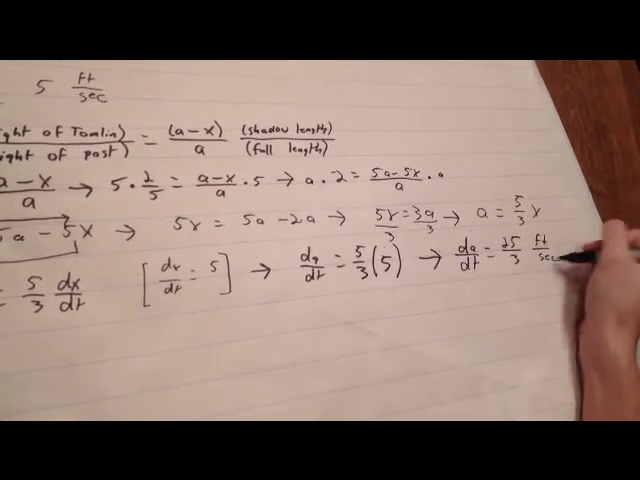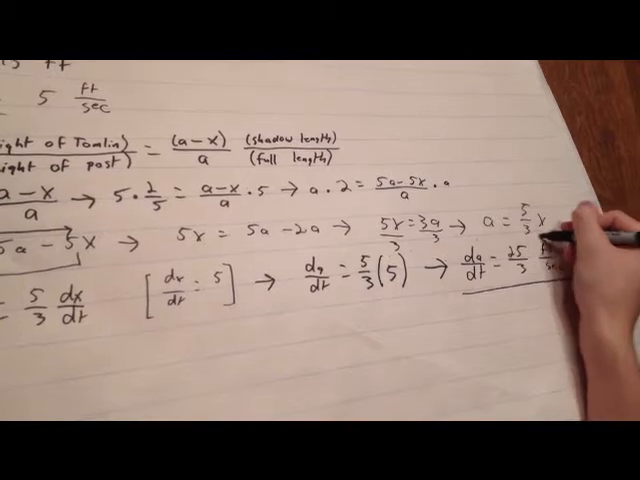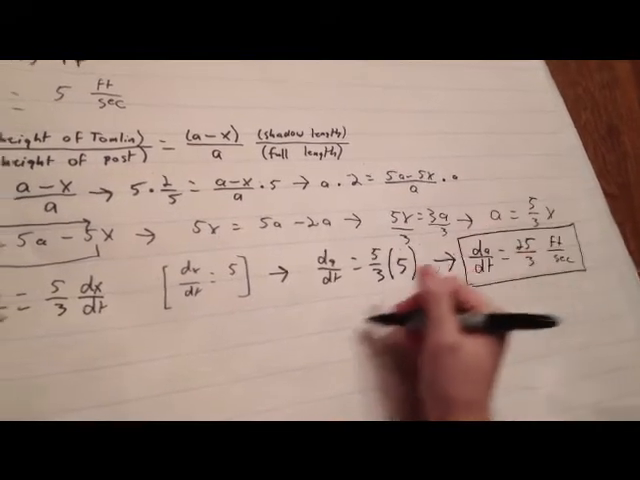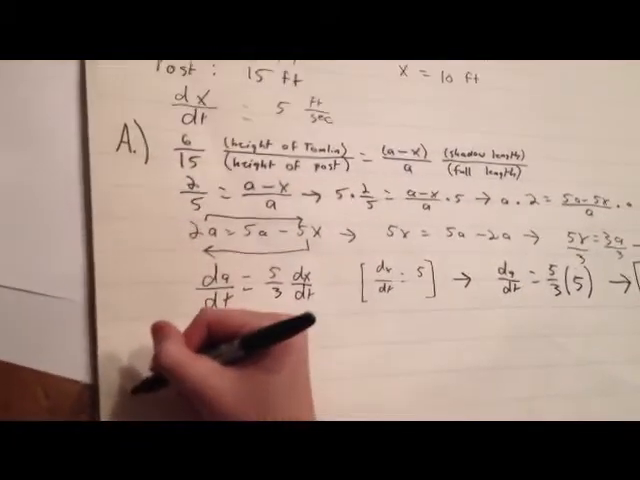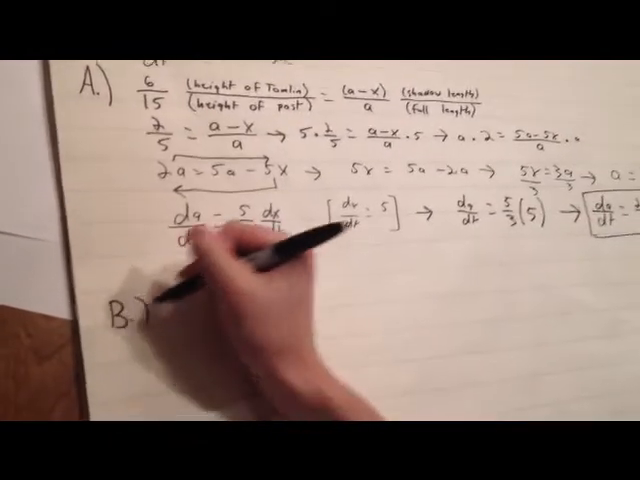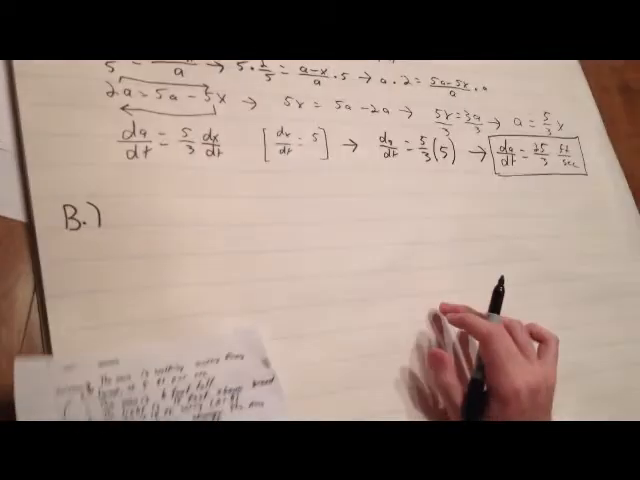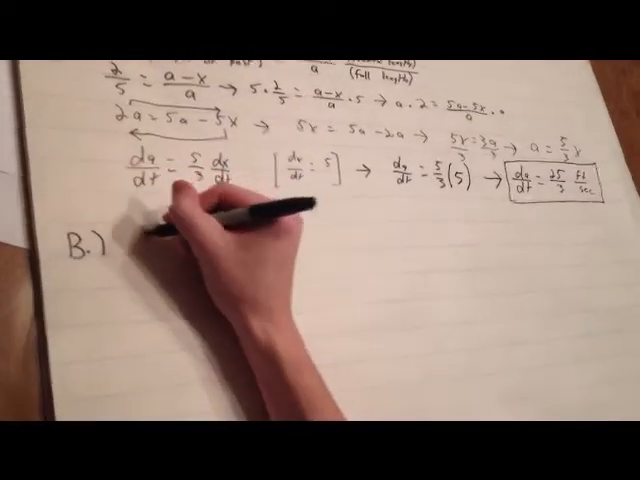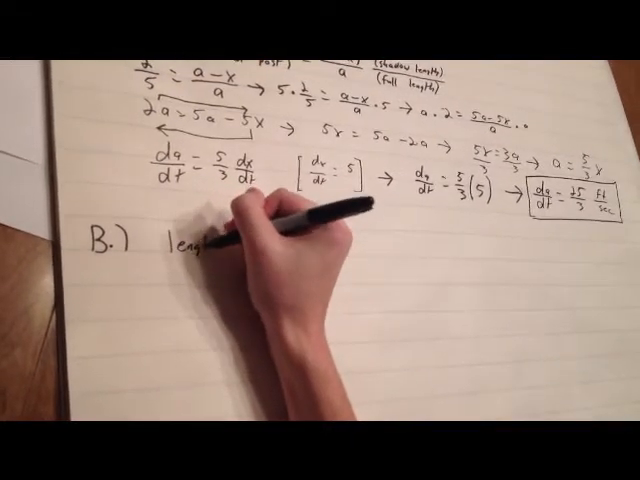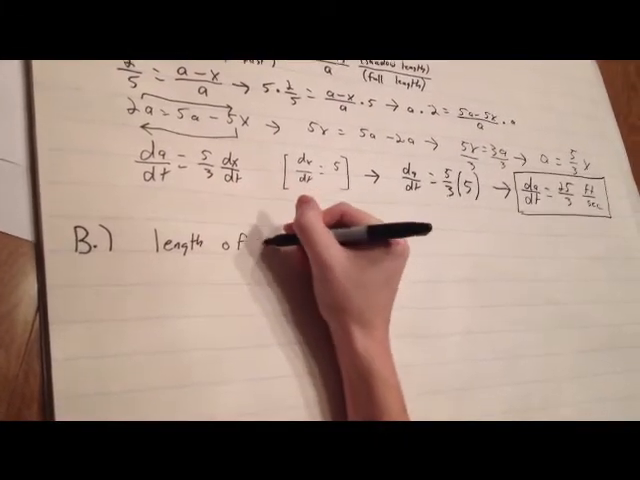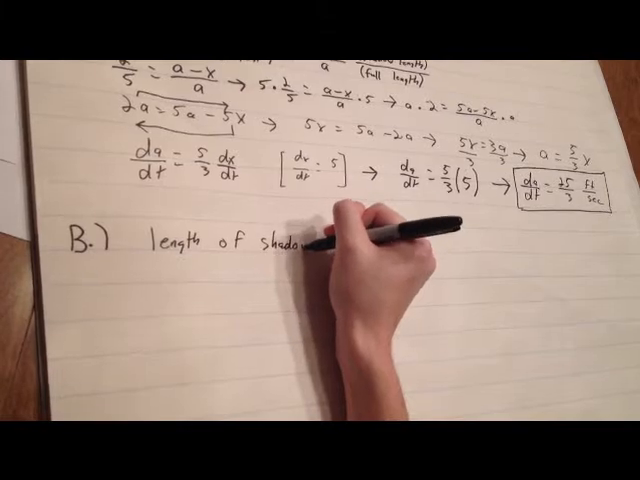Okay, now on to question B. B says, when he is 10 feet from the base of the light, at what rate is the length of his shadow changing? So we're not trying to find the tip anymore. We're trying to find the length. And we know that the length, that is A minus X. We did that when we drew out the diagram.